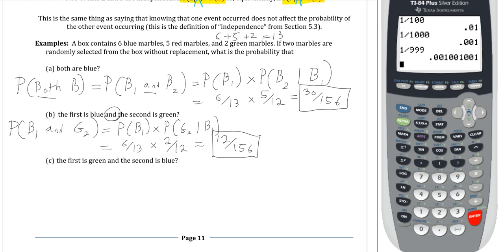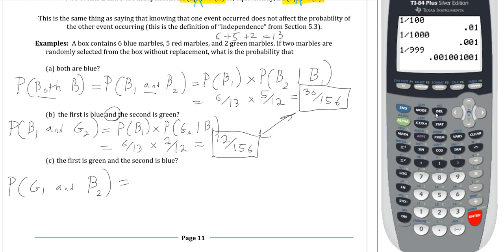You can also change these in decimals if you want to. I like them as fractions, though, because it allows us to easily compare them. Lastly, the probability that the first one is green and the second one is blue. I recommend at this point to pause the video, see if you can find this one on your own, and see if you find something interesting about this problem.